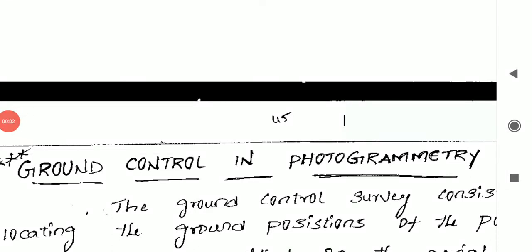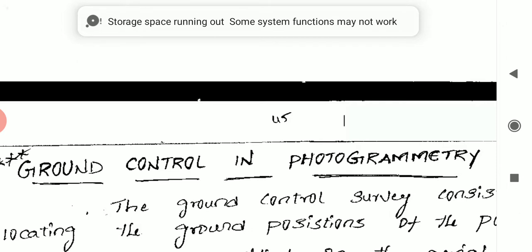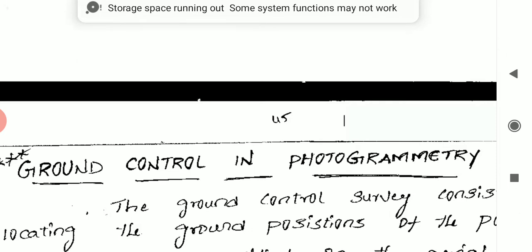Hi dear students, we will continue the fourth module, aerial photogrammetry. In these sessions we have to start from the point of ground control in photogrammetry. What photogrammetry is and what it helps with in surveying, you already learnt in the previous session.